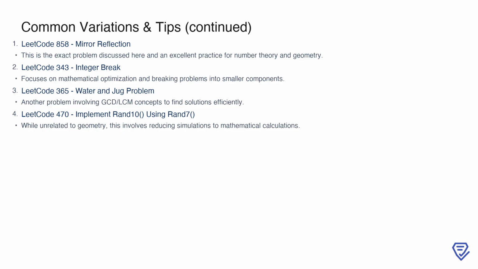These cases often simplify the problem and should be handled explicitly to avoid errors. This problem, LeetCode 858, provides excellent practice for applying number theory and geometric reasoning. To further strengthen your skills, consider related problems like LeetCode 343, the integer break problem, which focuses on mathematical optimization and breaking problems into smaller, manageable components. Another interesting challenge is LeetCode 365, the water and jug problem, which also uses GCD and LCM concepts to find efficient solutions. Lastly, while not directly related to geometry, LeetCode 470, implement Rand10 using Rand7, is a great problem for understanding how to reduce simulations into mathematical calculations, reinforcing your problem-solving abilities across different contexts.